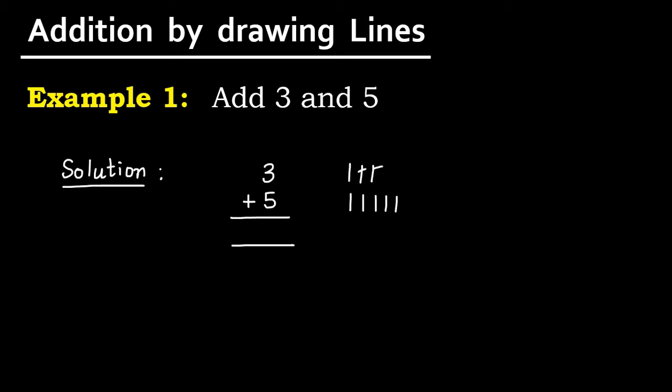1, 2, 3, 4, 5, 6, 7, 8. The answer we get is 8. That means 3 plus 5 is equal to 8. So this can be written like this also. 3 plus 5 is equal to 8. Now let us move to the next example.